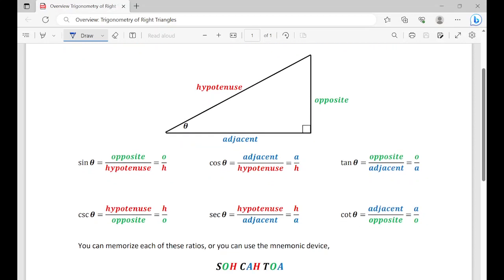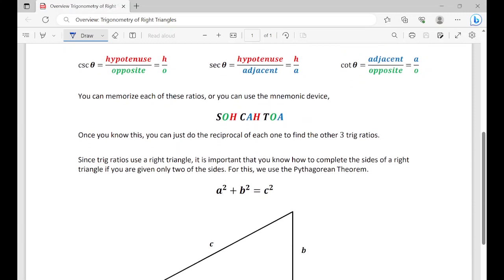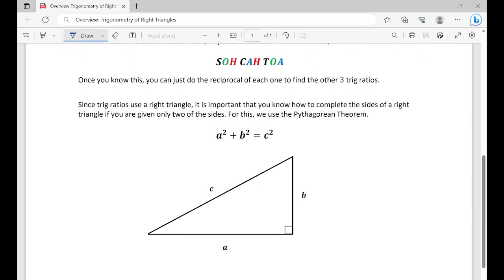An easy way to memorize these ratios is to use the mnemonic device SOHCAHTOA. Sine, opposite hypotenuse, cosine, adjacent hypotenuse, tangent, opposite adjacent. SOHCAHTOA is a nice easy way to remember instead of having to just memorize each one all on its own. And once you know what those 3 are, you can just do the reciprocal of each one to get the other 3 trig ratios.